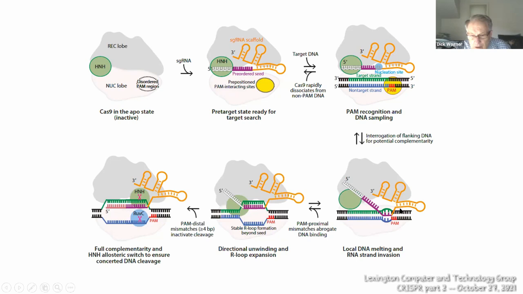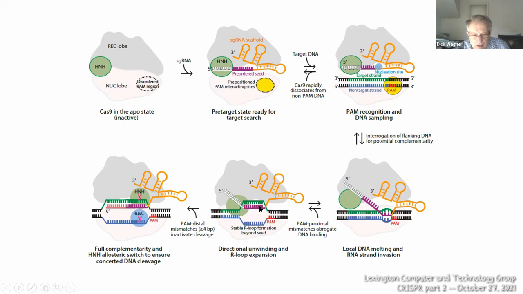Okay. All right. So now we have what's called melting, because we're breaking the hydrogen bonds. PAM has been recognized. The seed region, which is the beginning region of the spacer portion of the phage, which is the stuff that's being interrogated now in the DNA, is now beginning to find its complementary nucleotide, forming hydrogen bonds. And so this now marches down here. So if this happens, then we get to this point.